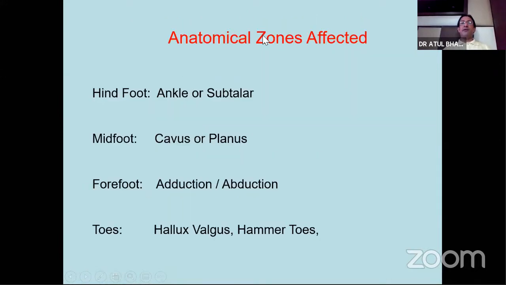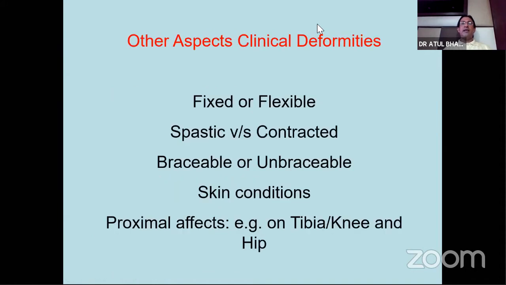You must see the zone which is affected, whether it is the hind foot, so ankle and subtalar, the midfoot or forefoot or the toes. So you form a pattern in the mind, starting from the hind foot to the forefoot or forefoot from the hind foot, and analyze each zone that is affected, because the treatment will be based on which zone of the foot is more affected and what you can offer. And lastly, whether it is fixed or flexible, whether it is spastic or contracted, whether the foot is braceable or unbraceable, look at the skin condition and look at the proximal effects on the tibia and the knee.